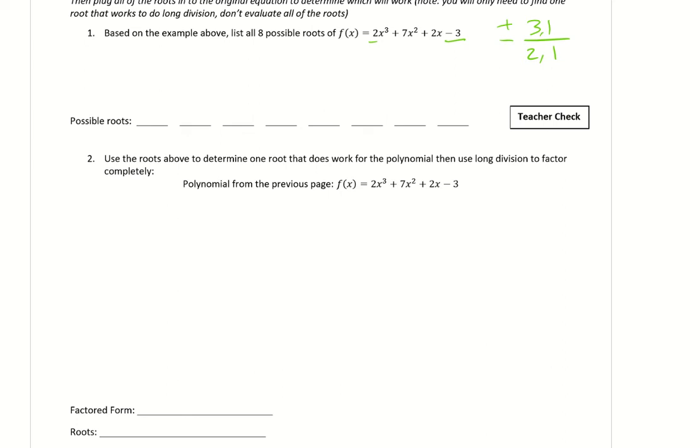So then that gives us 3 over 2, 3 over 1. I'm just going to put 3 for that. And then 1 over 2 and 1, and then all these but negative. So negative 3 over 2, negative 3, negative 1 half, and negative 1. Those are all my possible roots.